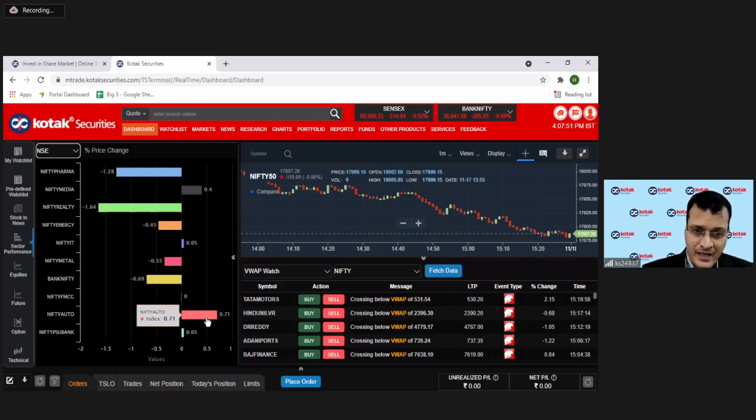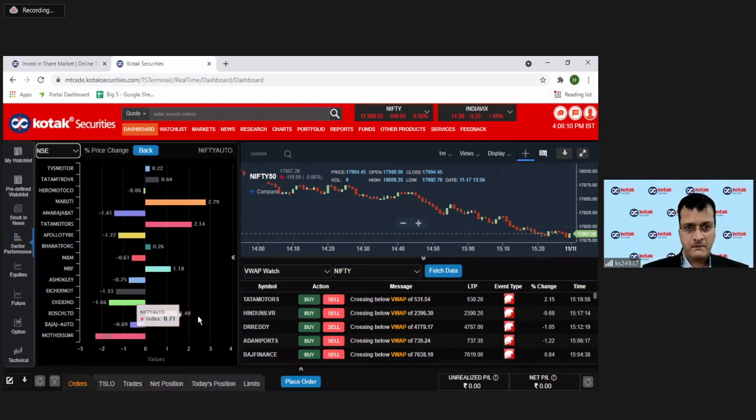So I need to bring my cursor on that, and once I click on that, I will see all the auto stocks which were up. One second, it will just pop up. Yeah. So TVS Motor was up by 0.22%. Biggest winner was Maruti today, that was up by 2.79%, followed by Tata Motors and MRF. So these are the auto stocks which were up today.